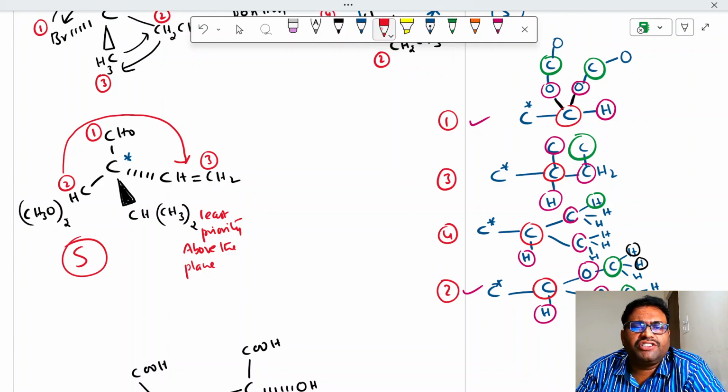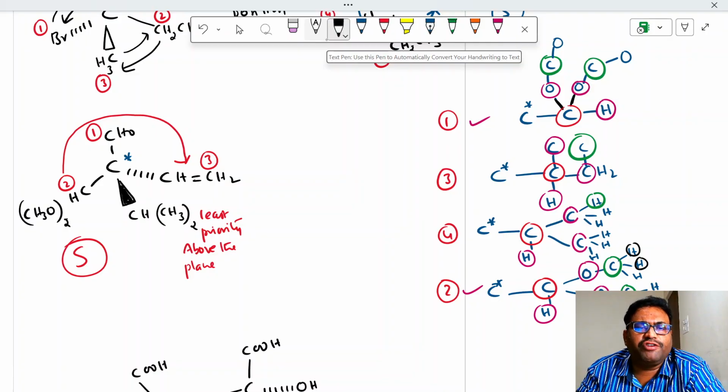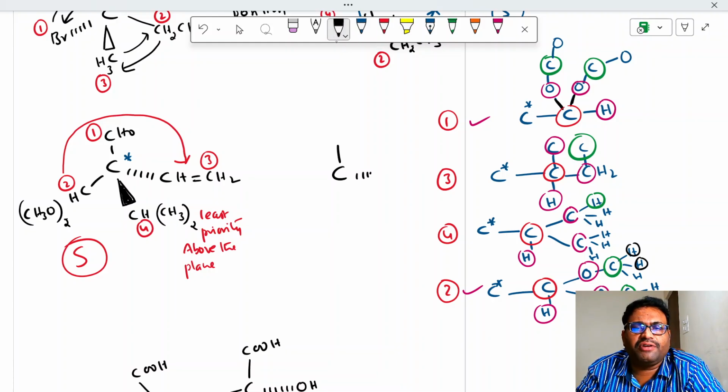Or otherwise, change the positions. If you make this least priority group move below the plane, then what do you get? C, CHO. See, you are changing the positions. Change the position of 3 and 4. If you change the position of 3 and 4, what do you get? Here you get CH3 taken twice, least priority, and here you will have CH double bond CH2. Change those positions: CH3 taken twice, and here it will be CHO.